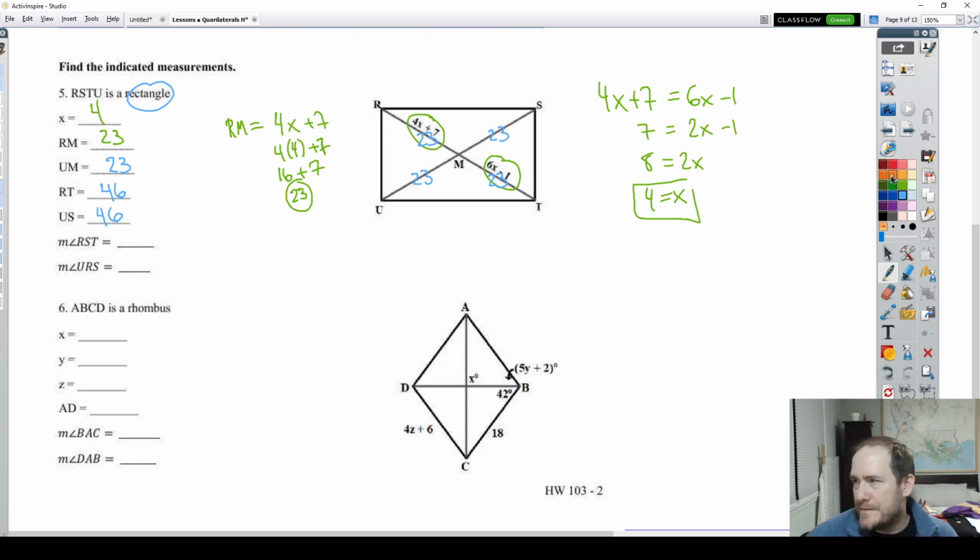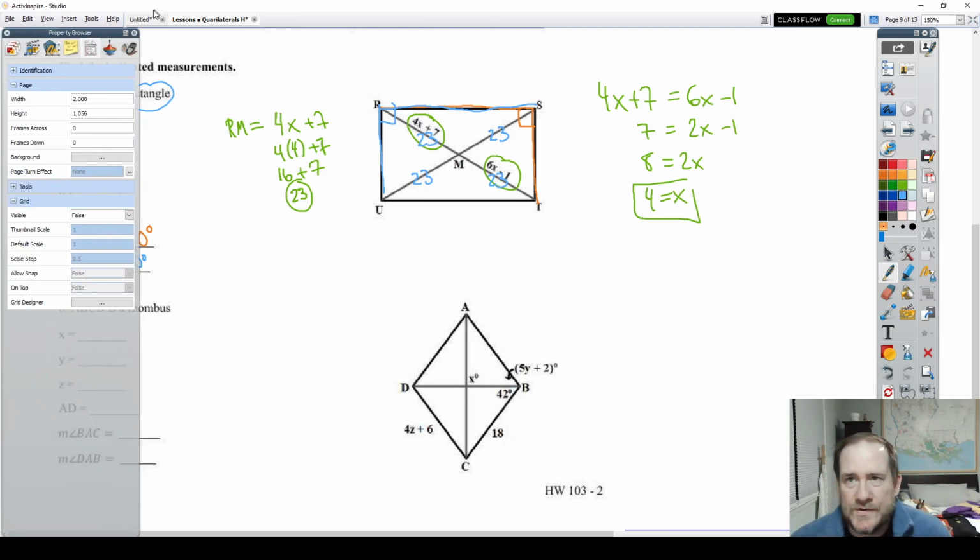When they ask for the measure of RST, R to S to T is that angle. And you know that's got to be 90 degrees, because again, we're a rectangle. Rectangles have 90-degree angles. So that's easy. Then they want URS, and URS is just another 90-degree angle. So that's it for 5.